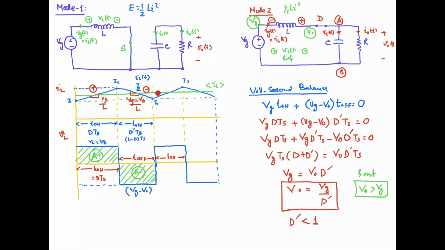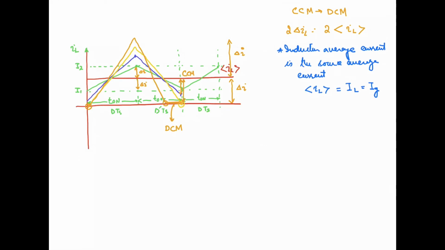So the average value of your inductor current will be equal to the average value of your source current. That's why we can write down this expression that the average current of your inductor, I_L, is equal to I_g as well. So using this, I can say that 2 delta I_L, that is the variation in the inductor current, is equal to 2 times I_g for this condition, right?